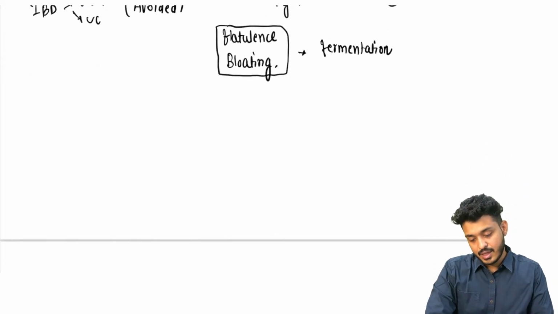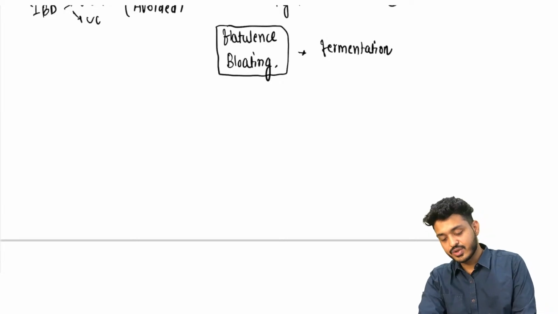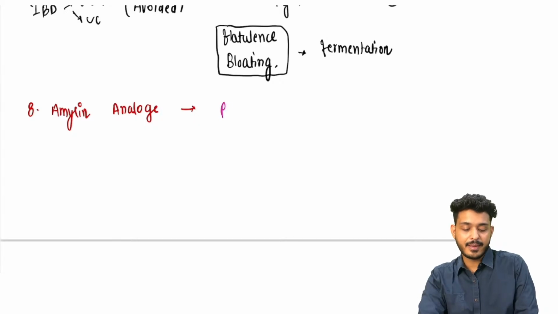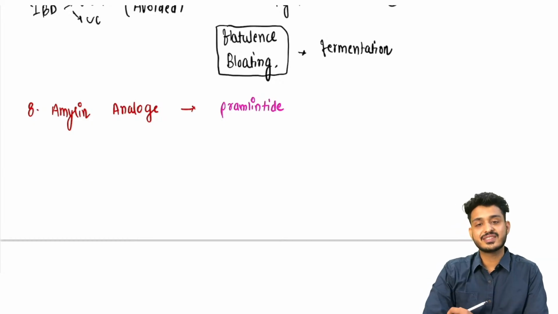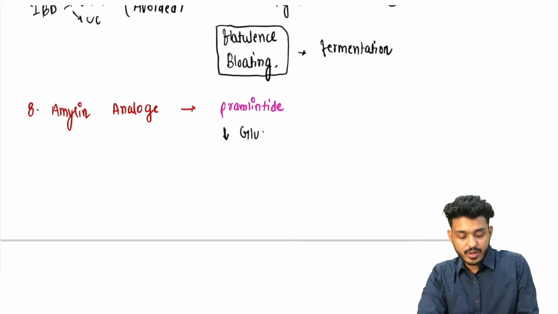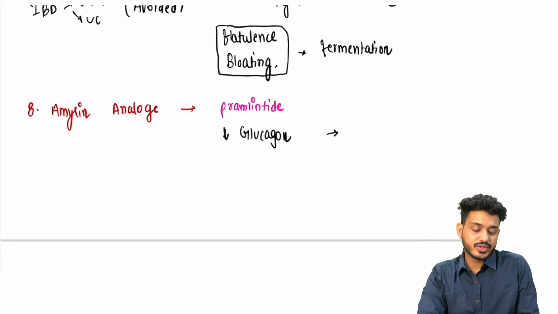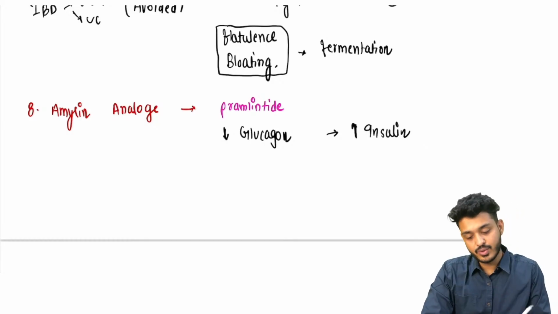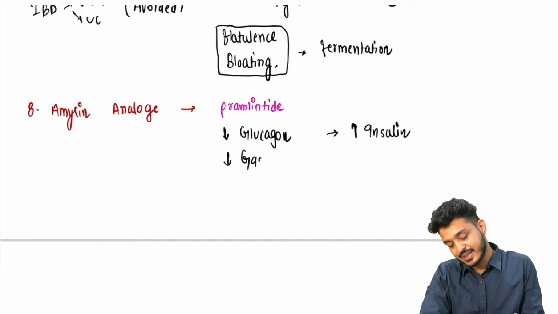You understand this? Last, we are having the last drug, which is going to be your amylin analog. Amylin analog, and the name of the drug is going to be your pramlintide. This is going to be the drug we are using. Remember, this pramlintide is going to decrease the glucagon, and it is going to increase the insulin, and that is what we want in the cases of diabetes. We want to increase our insulin, we want to decrease our glucagon, and it is also going to decrease the gastric emptying.